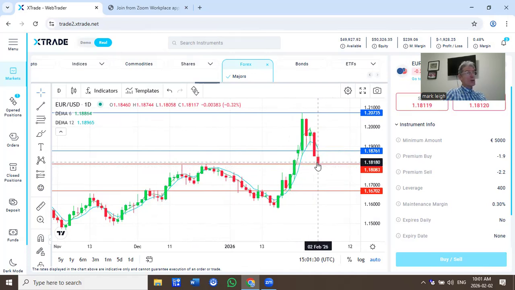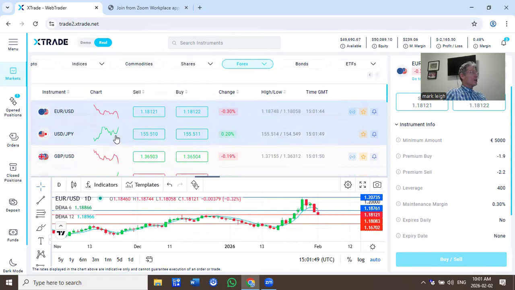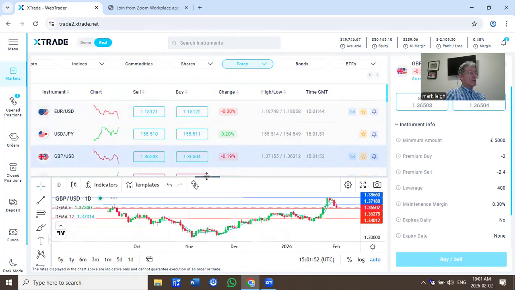Sellers of euro and US dollar strength break below the 118 level, or if we're going to see a turnaround from strong to weak US dollar and buyers of euro bounce up off this support level. But certainly strong US dollar against the euro early in the US session. Let's have a look at the pound.